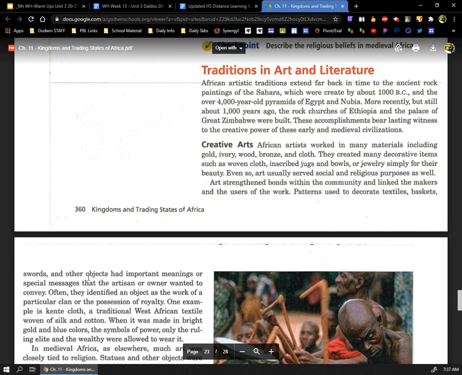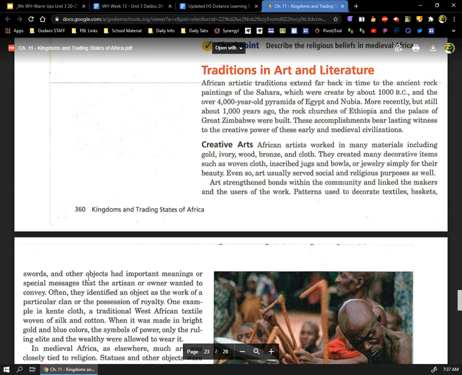Traditions in art and literature. African artistic traditions extended far back in time to the ancient rock paintings of the Sahara, which were created by about 1000 BC, and the over 4,000-year-old pyramids of Egypt and Nubia. More recently, but still about 1,000 years ago, the rock churches of Ethiopia and the Palace of Great Zimbabwe were built. These accomplishments bear lasting witness to the creative power of these early and medieval civilizations.